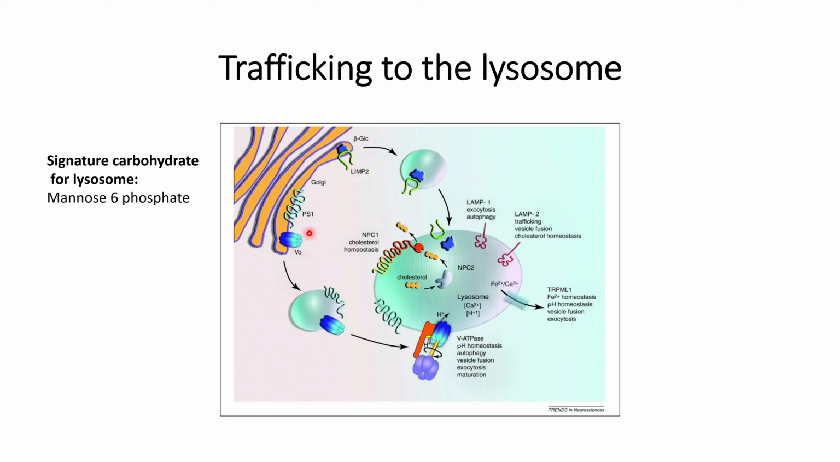Similarly, another important protein is PS1. PS1 also binds to the proteins that have mannose 6 phosphate and then directs them to the lysosome. The lysosome also helps in maintaining cholesterol homeostasis, as shown here with the help of NPC1 and NPC2.